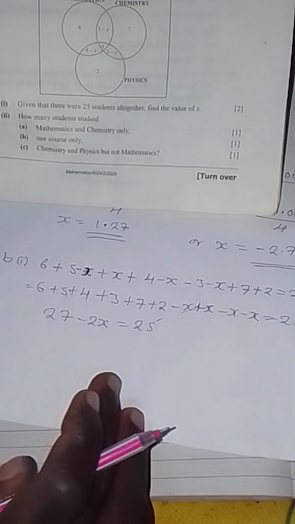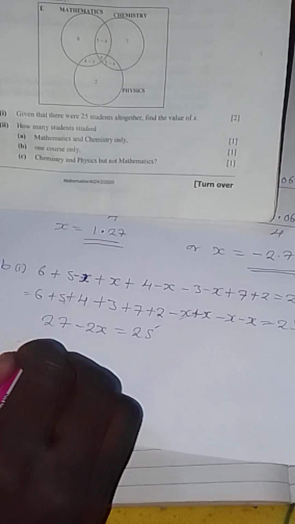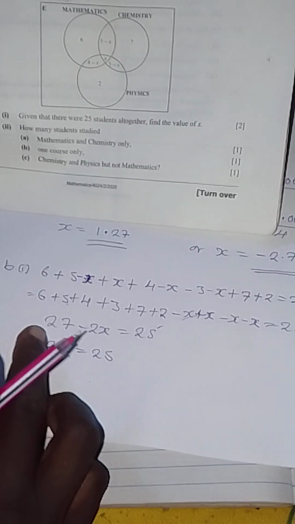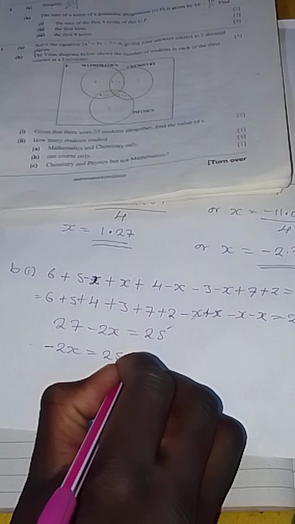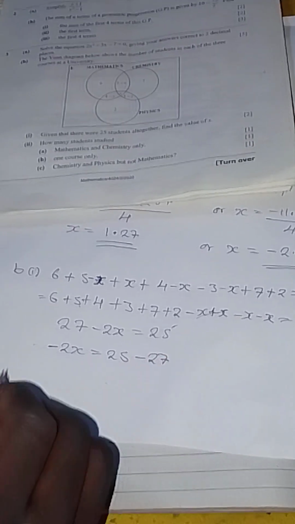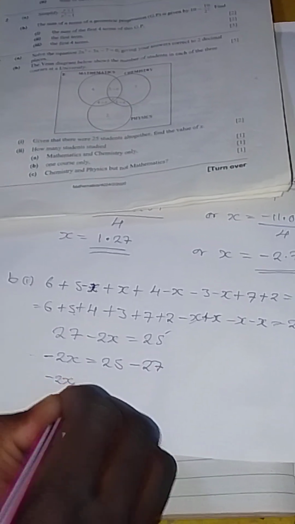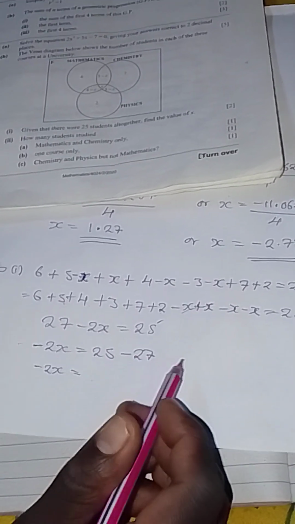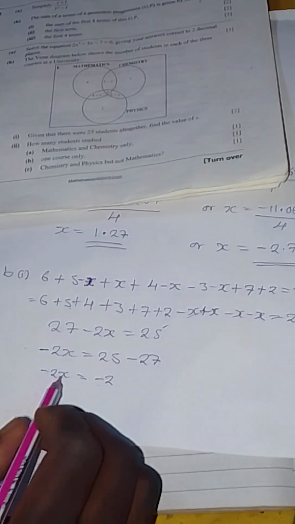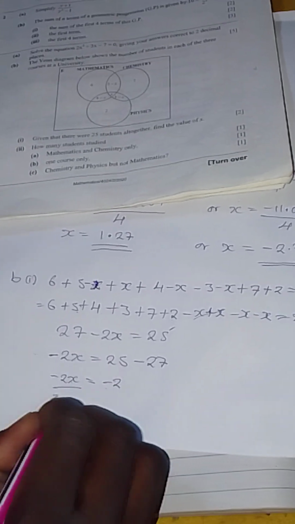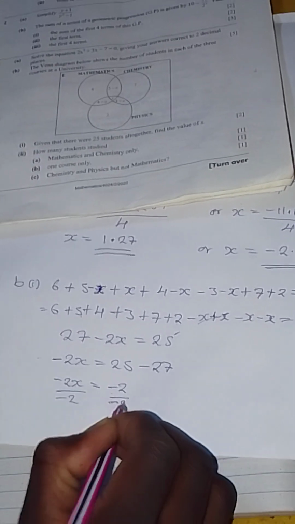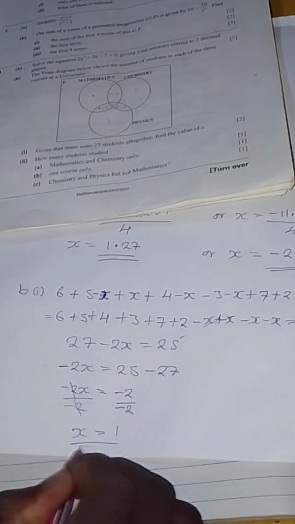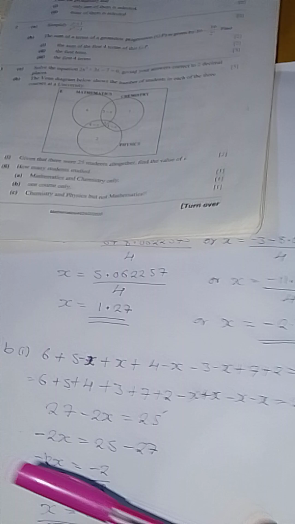From there, what do we do? We collect the like terms, which means this side will remain with negative 2x is equal to 25. When 27 crosses an equal sign to become negative 27, then we're going to have negative 2x is equal to 25 minus 27, which gives us negative 2. Then for us to remain with x, we divide both sides by negative 2. This will cancel, remain with x is equal to positive 1. So this is the value of x.